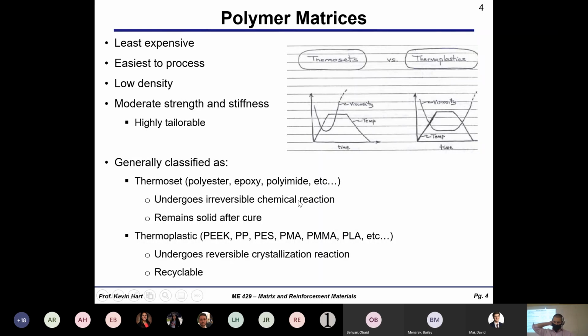So some examples of these particular materials, thermosets might be polyesters, or epoxies are probably the biggest one for this particular class, polyimides, etc. Irreversible chemical reaction and remain solid. Thermoplastics, some common examples, just think your commodity polymers. PEEK, polypropylene, PES, PMMA, PLA, ABS, all these 3D printing plastics are all basically thermoplastics. Okay, so they're recyclable and can be recycled with heat.